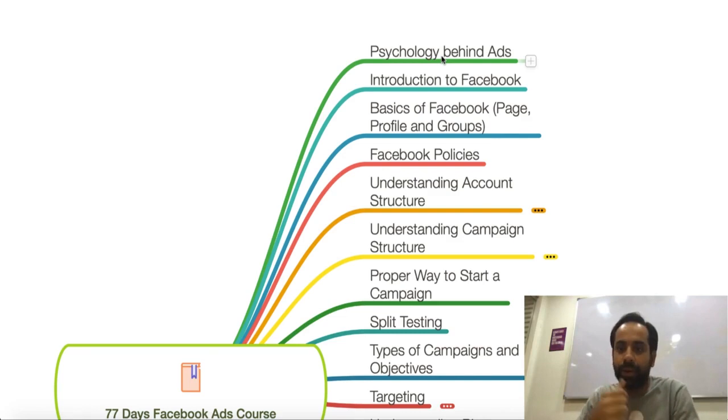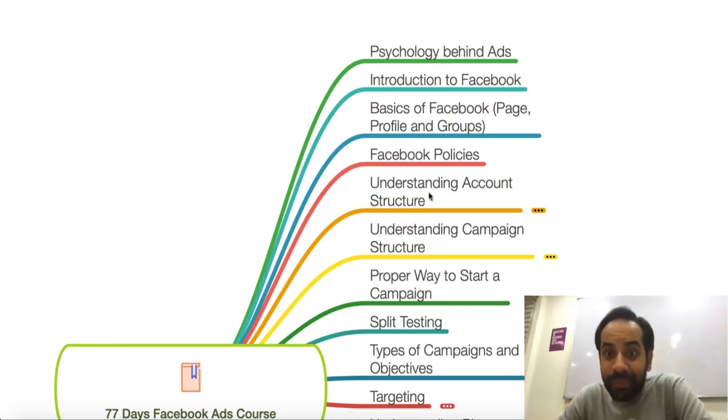So the next thing we're going to do is talk about Facebook. What is Facebook? What kind of things are there? Then we are going to talk about the basics of Facebook, like what is the difference between page, profile, and group? Why is it important to have all three, or which one is important for ads? Then we're going to talk about Facebook policies. Lots of people say, hey, I tried to run my Facebook ad, but my account got banned.